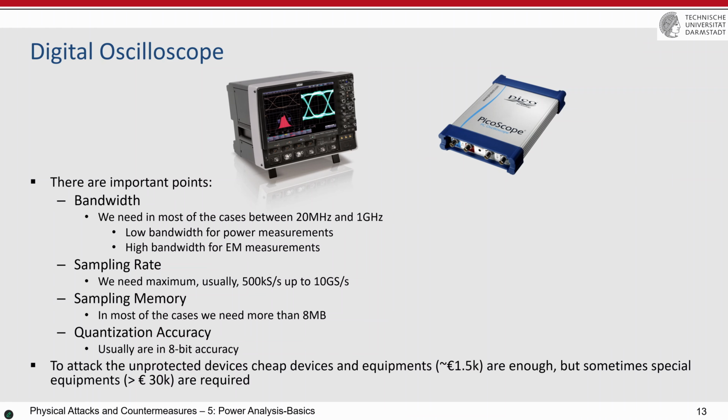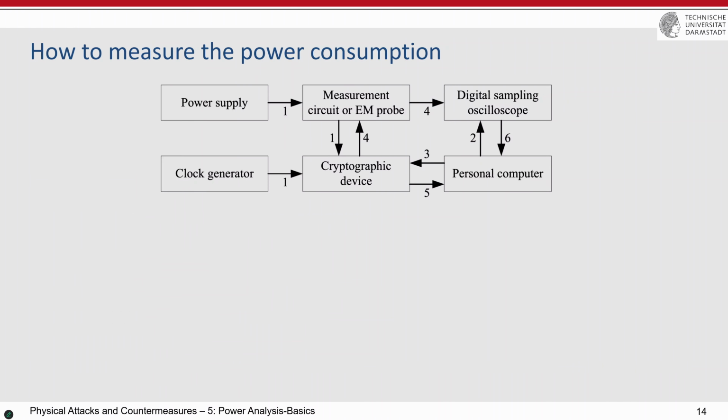I already explained, if you have an unprotected device, no countermeasure at all, a small oscilloscope and a small setup should be enough. If it's a highly sophisticated device or target, then you also need a highly sophisticated setup to perform the attack. Now, what is the process, the procedure to measure power consumption to be able to then perform the attack? We learn the attacks later.